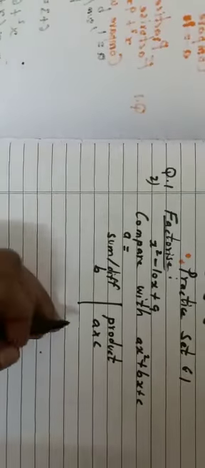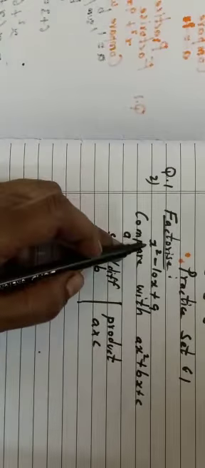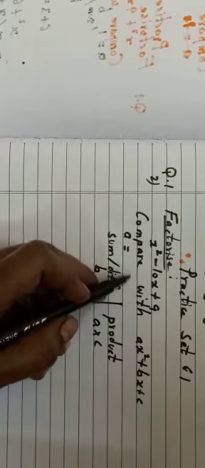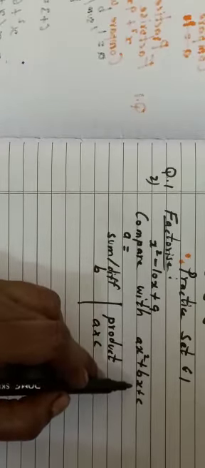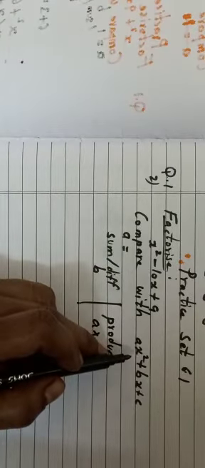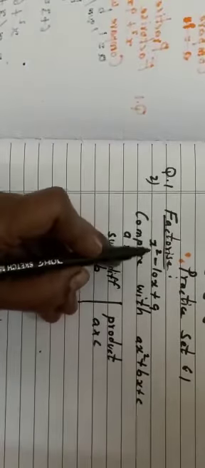We will start with the second example. Factorize the second one, x square minus 10x plus 9. Now first we will compare with ax square plus bx plus c. This is the standard form of a quadratic trinomial. So if you compare, here x square, here x square.